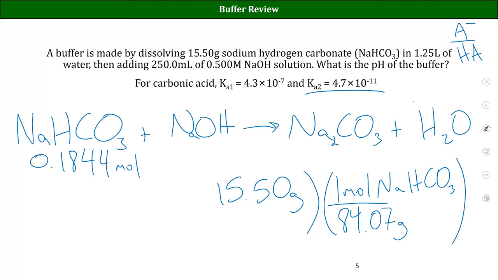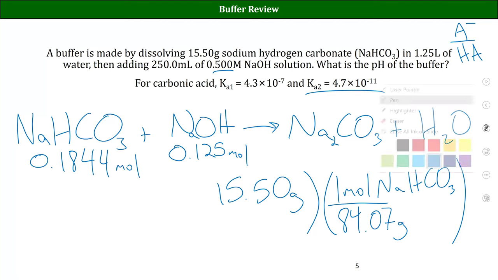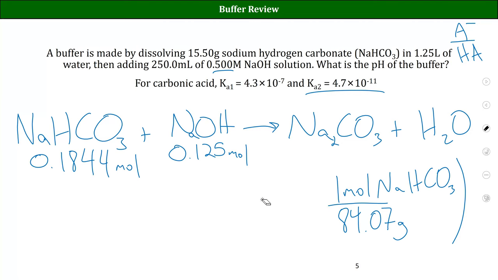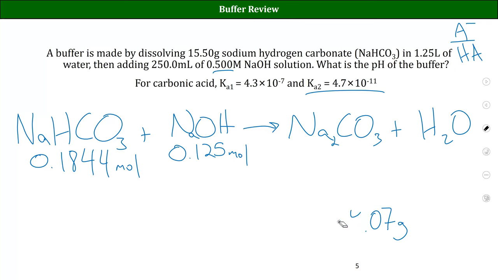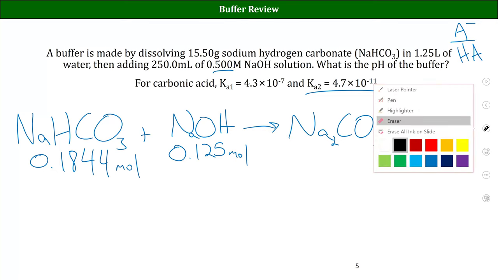4.5? 4.4. How many moles of hydroxide are we adding? That one I can do in my head. 0.125. 1, 2, 5. Three sig figs. Is everybody fairly comfortable with going from molarities and volumes to moles, using that 0.50 moles per liter? If not, we'll get more practice with that coming up.